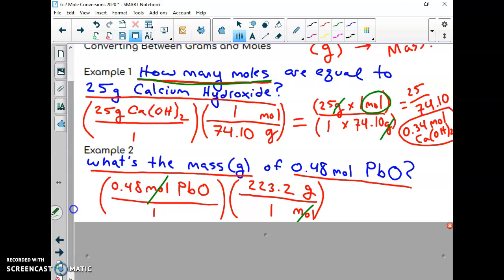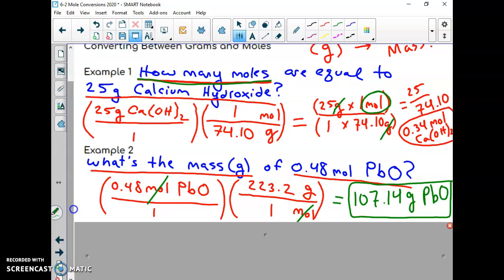So you run this through, you multiply our top 2 numbers, and we end up with a mass of 107.14, if you round it to 2 decimal places is fine, grams of lead oxide. And this makes a good amount of sense. We have a little less than 1 mole's worth in our sample. 1 mole weighs 223.2. Well, 107 is a little less than half of 223.2. So I think that is pretty reasonable.